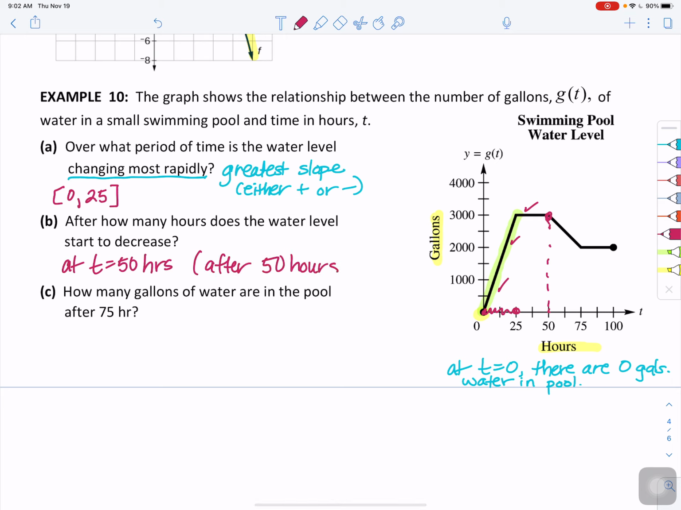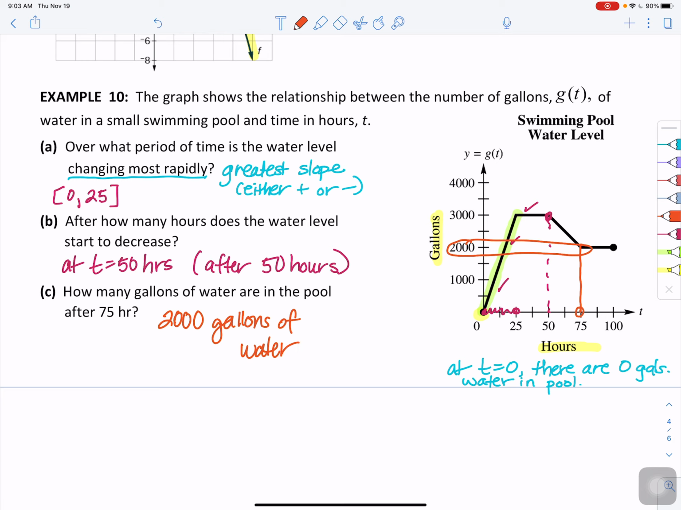And then last is how many gallons of water are in the pool after 75 hours. So at 75 hours, there are 2,000 gallons of water in the pool. And that concludes this last part of section 3.3.